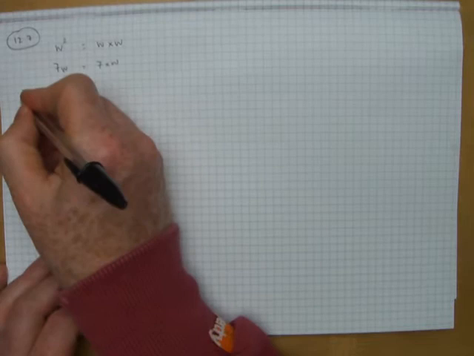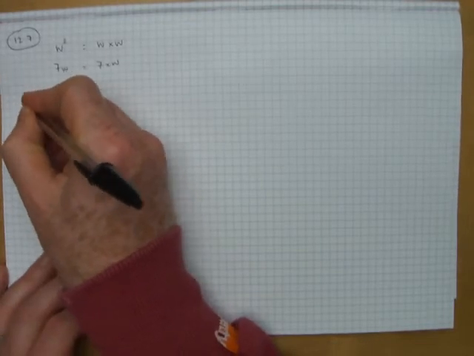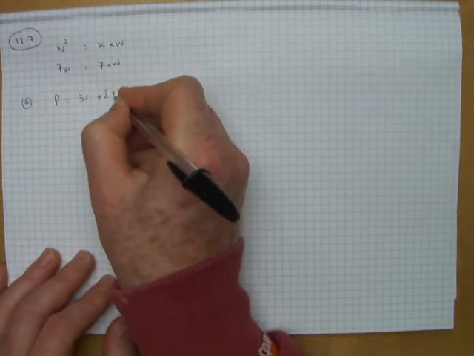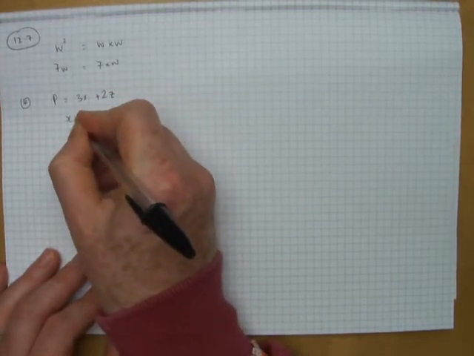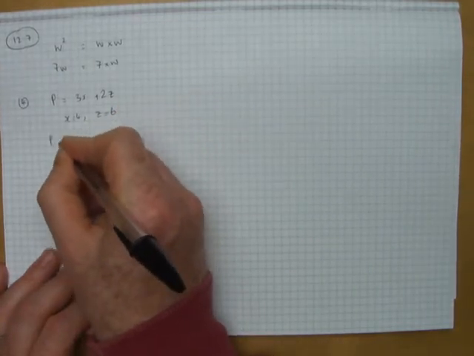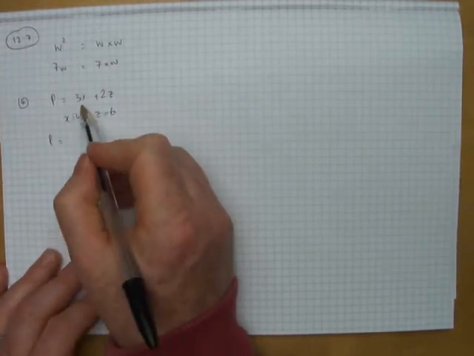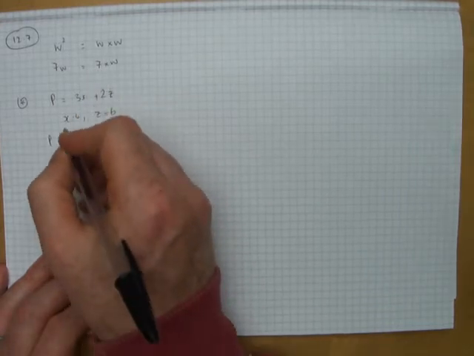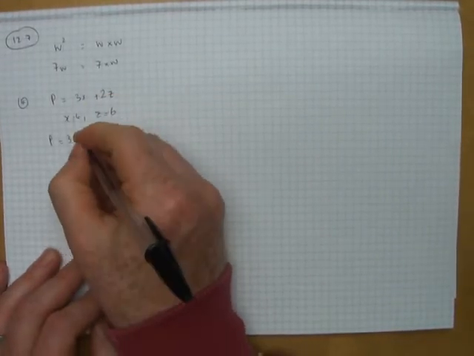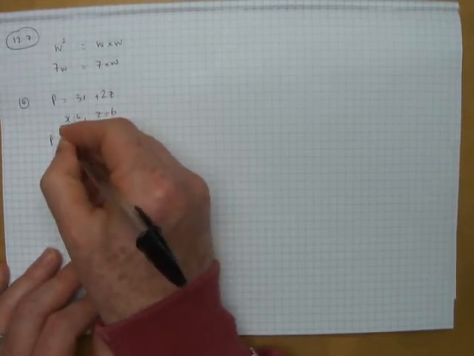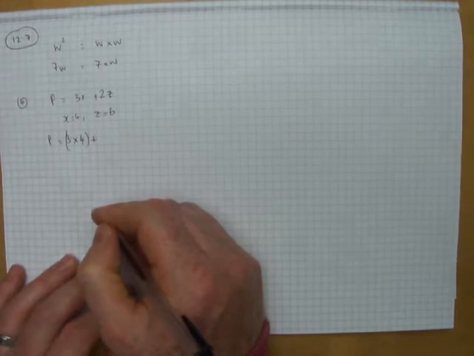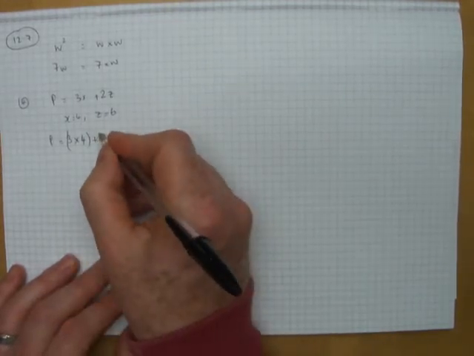So in example 4, we've got p equals 3x plus 2z, and x is equal to 4, z is equal to 6. So p is going to be 3x. Now 3x, just from above, is 3 multiplied by x, but because we know that's equal to 4, we'll write it as 3 times 4. I'm also going to put that inside a set of brackets to make it look a little bit nicer and also to make it a little bit easier to work with.